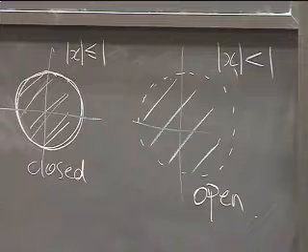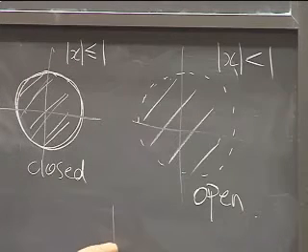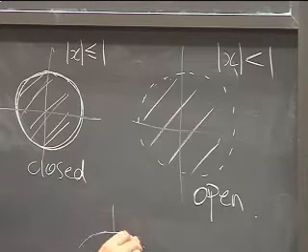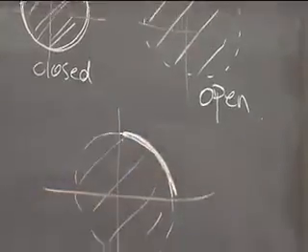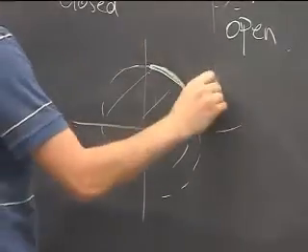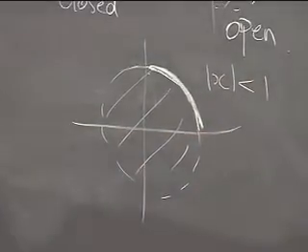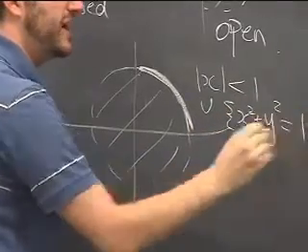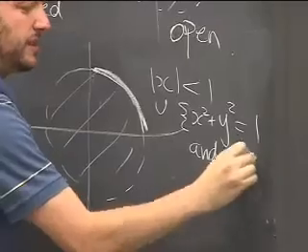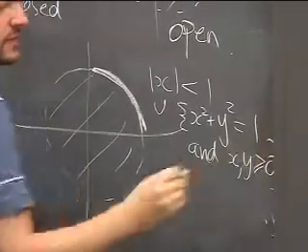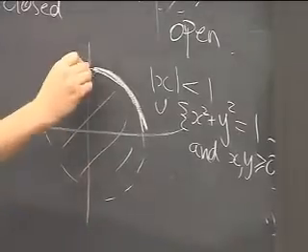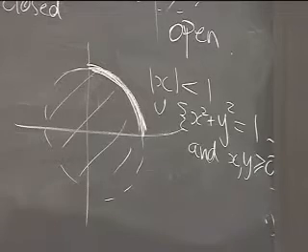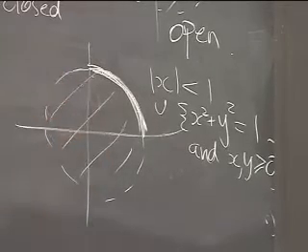And of course, you could do some hodgepodge of the two. It's hard to write down an equation for this, but if I take this and maybe just those points, I could describe that as the points where absolute value of x is less than 1, union the set of points where x squared plus y squared equals 1, and x and y are both, say, greater than or equal to 0. So it's the interior as well as just the first quadrant boundary. That's neither, because some of the boundary is in the set and some of the boundary is not.